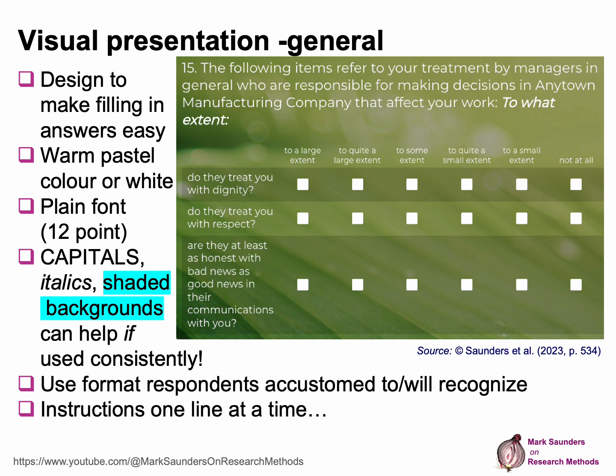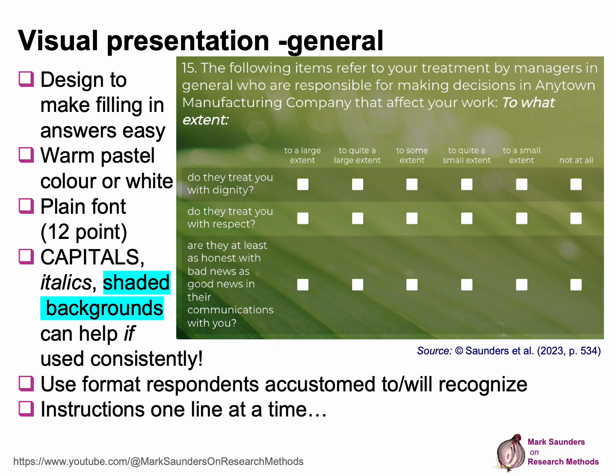Capital letters and bold should be used minimally and only if they can help to actually emphasize things, and you should use them consistently. So in this one, we've actually used "to what extent" in bold to emphasize that before we go on to the matrix question. And the format of a matrix question is one which respondents will be accustomed to or recognize, so that's fine.